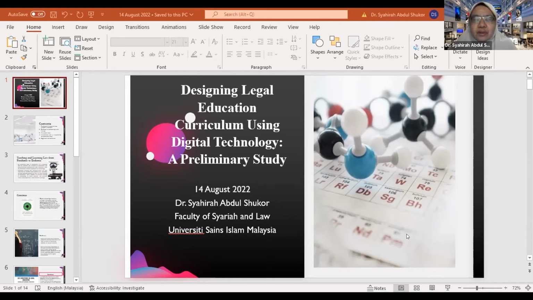Okay, so I'll be delivering an ongoing research on designing legal education curriculum using digital technology, which is a preliminary study that is currently being conducted for a short term. And on behalf of the research team, I'd like to acknowledge and thank the Ministry of Higher Education Malaysia for giving us the grant to look at the matter of legal education in Malaysia.